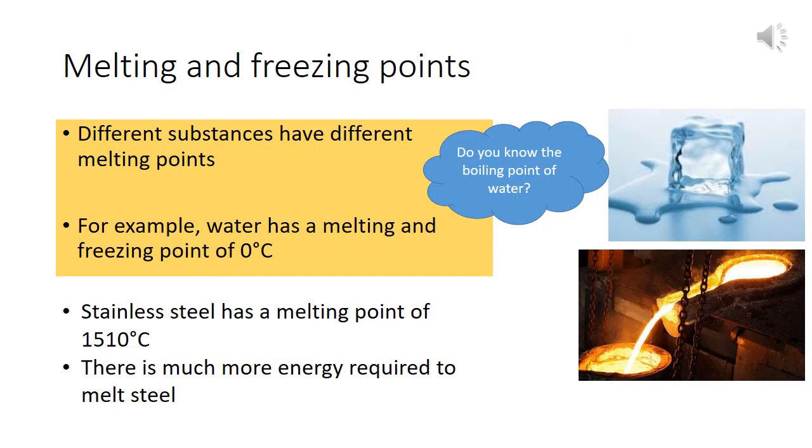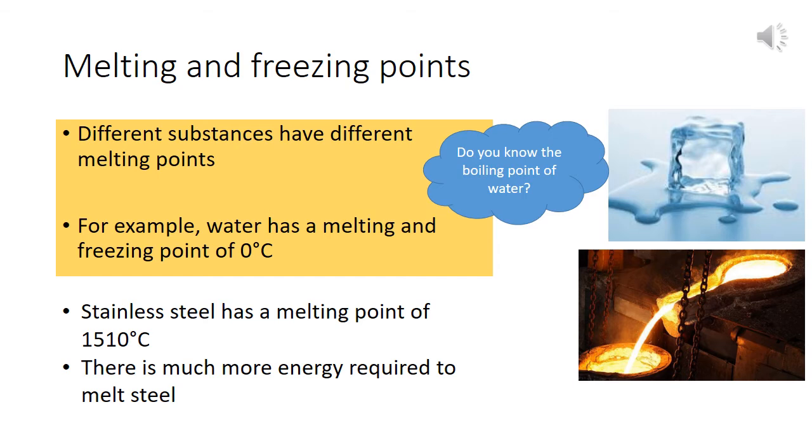Now that we understand what particles do when they freeze or when they melt, we can think about what melting and freezing points are. And something important to know is that different substances have got different melting points. They are going to melt at different temperatures. For example, water has got a melting and freezing point of 0 degrees Celsius. So when it gets cold, when it's winter, that's why the roads will freeze over. That's why we'll get snow, because it's cold enough for water to become solid.